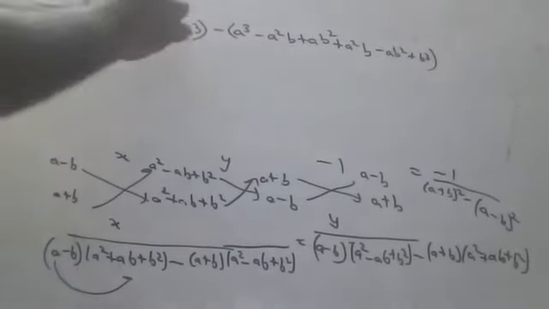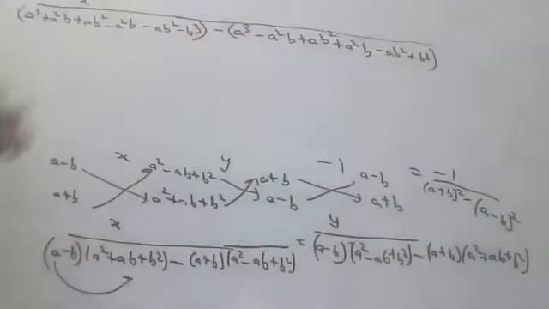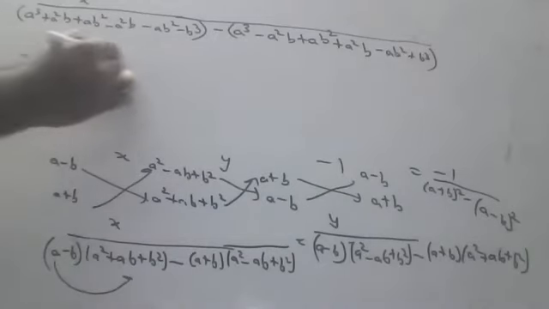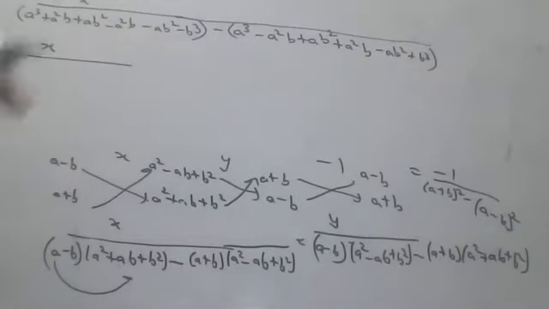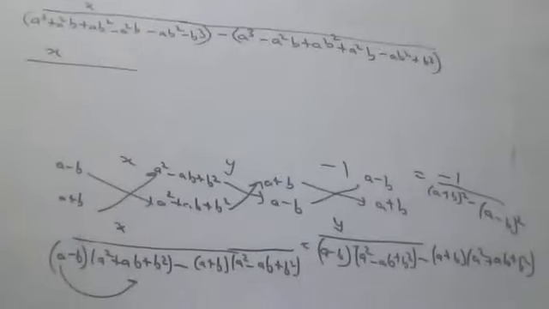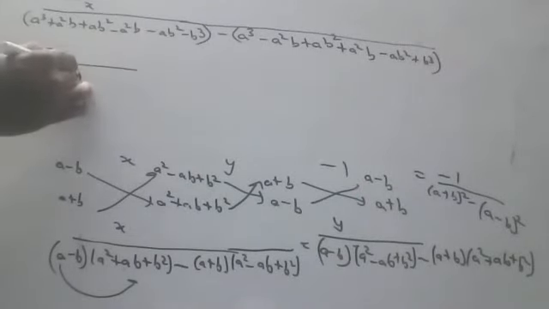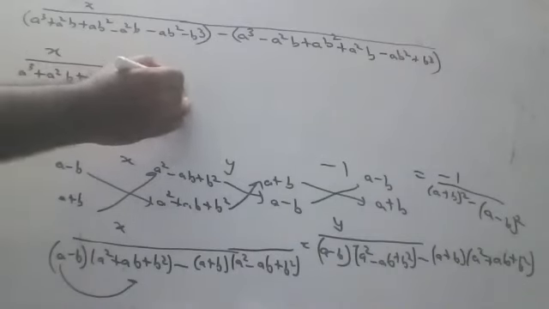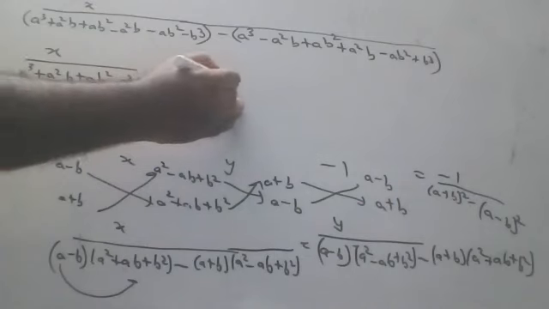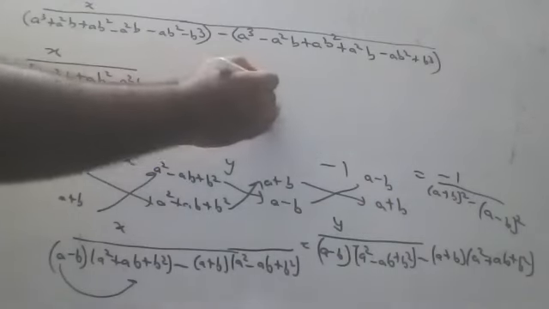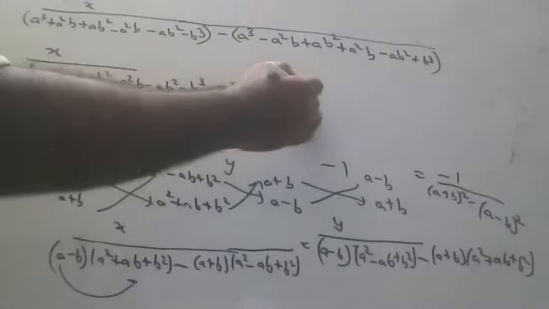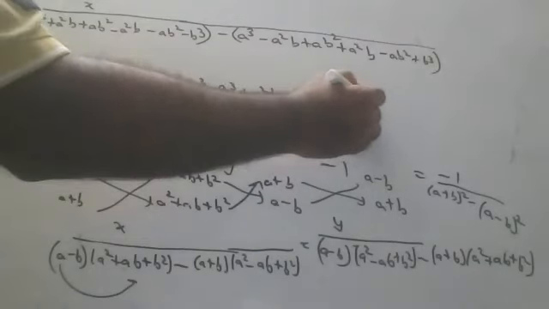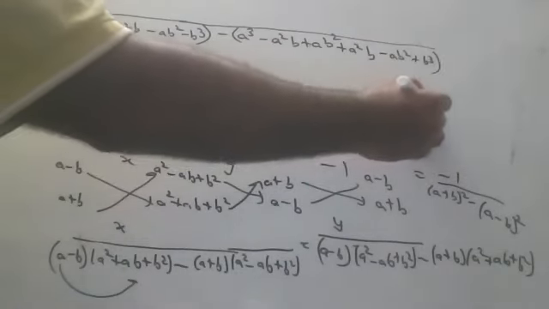So this is whole x under x only is coming, children. Under x only. So x by, I'm opening the brackets, children. If I open the brackets, please check: a cube plus a square b plus ab square minus a square b minus ab square minus b cube minus a cube plus a square b minus a plus minus ab square minus a square b plus ab square minus b cube.